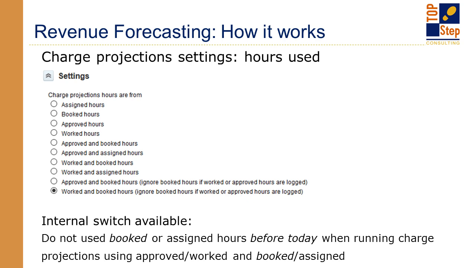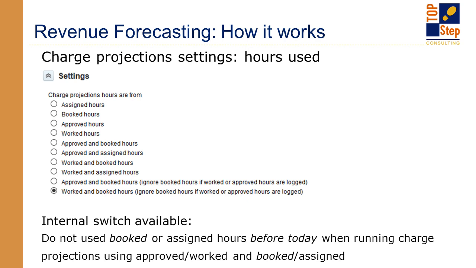So depending on which option you're using, I'd say some of the more common ones are either approved and booked hours or approved and assigned hours. But again, depending on your business, there's a bunch of different options to support your configuration there. There is an internal switch, and you just want to be sure, again, as you're getting into these charge projections, there are several internal switches that are available. Again, depending on the specific use case, we can help guide you on which ones might need to be enabled.